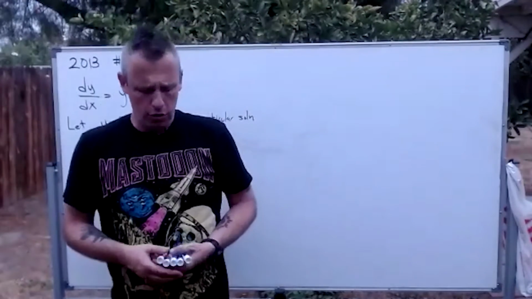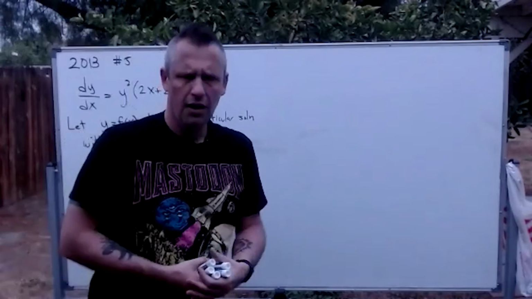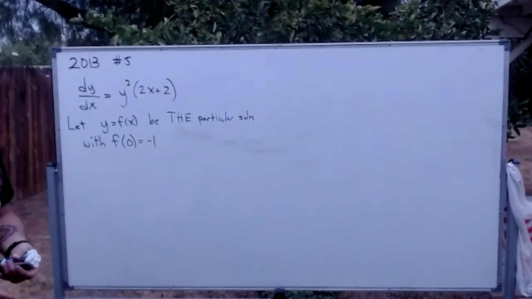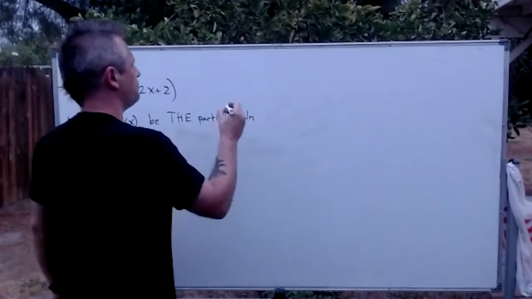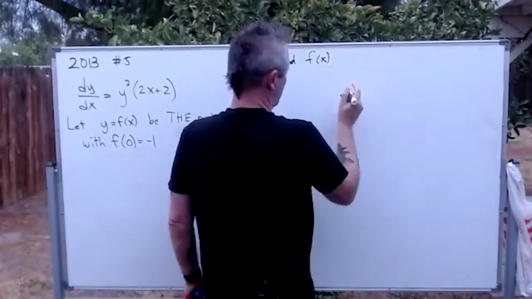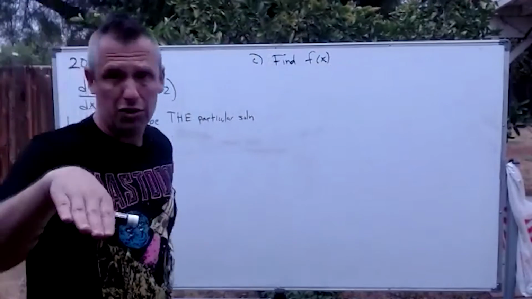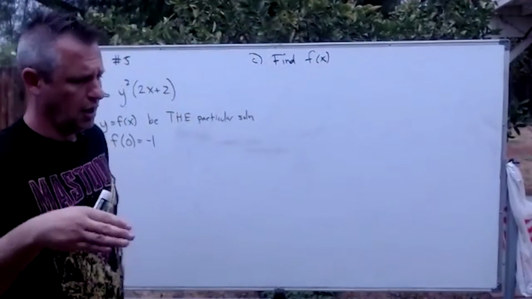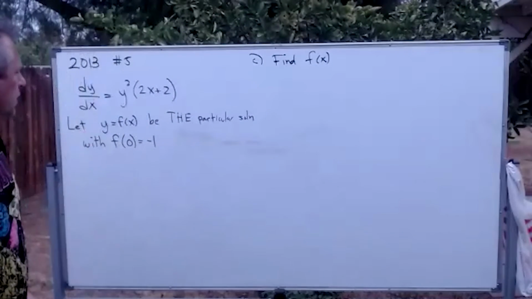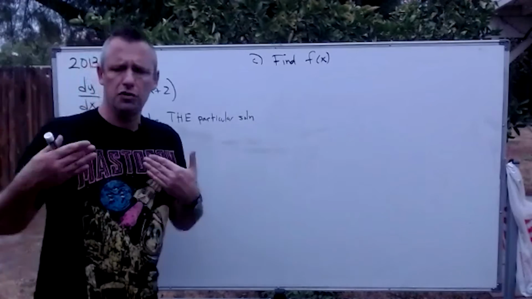Now for the thrilling conclusion of 2013, number 5. In part C, we're actually going to finally figure out what this f of x is. So that's what part C says. Let's find f of x exactly. Note that in part B, we estimated f of 1/2. So we'll actually compare what f of 1/2 actually is to what our estimate was at the end, just for fun.